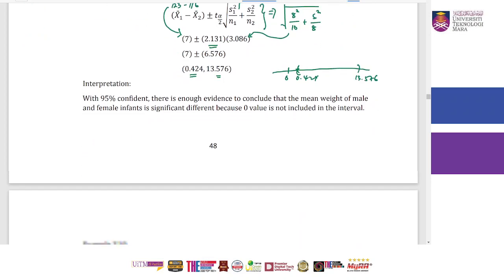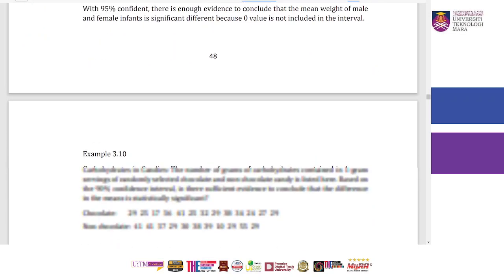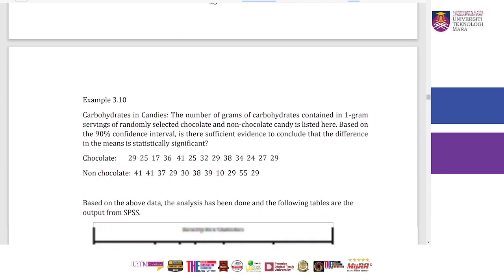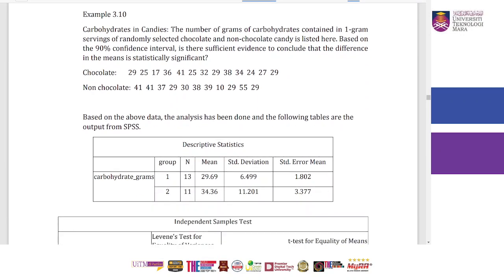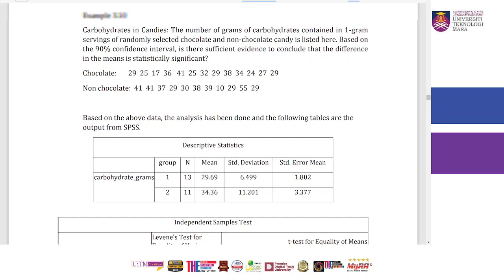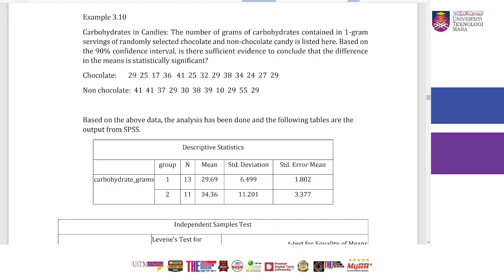Faham ya? Alright. So that is if you are given in the form of a manual calculation. So dia bagi tu, you kena buat calculation. So bagaimana kita nak tengok jawapan daripada output contohnya. Macam mana kita nak baca jawapan daripada output. So example 310 ni memberikan anda satu contoh bagaimana kita nak membaca output dan menjawab soalan yang ditanya.